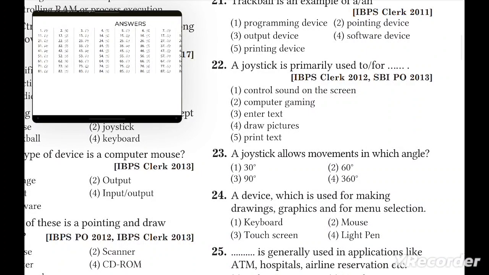Next question. A joystick is primarily used for: first, control sound on the screen. Second, computer gaming. Third, enter text. Fourth, draw pictures. Fifth, print text. The correct answer is second, computer gaming.